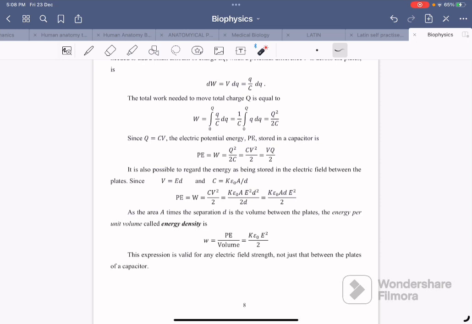This expression is valid for electric field strength, not just that between the plates of a capacitor. Okay, this expression is accepted for finding the electric field energy, not just between the plates of a capacitor.